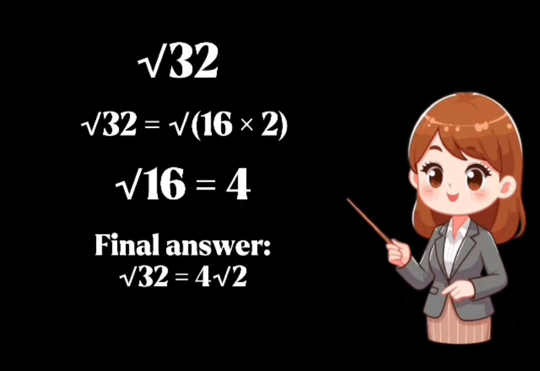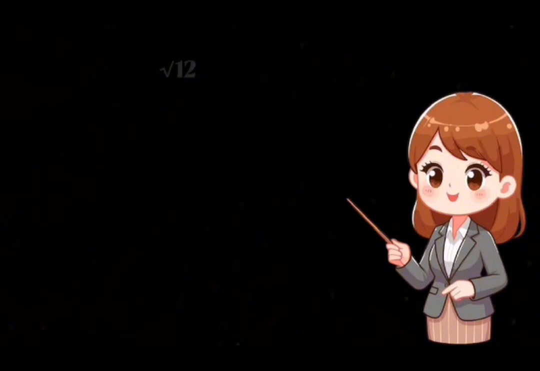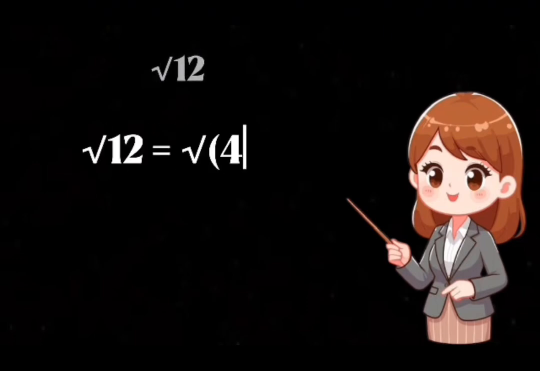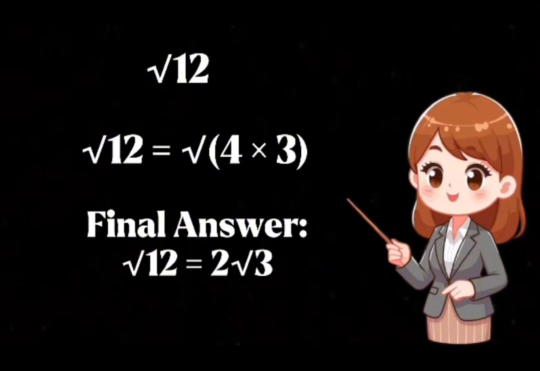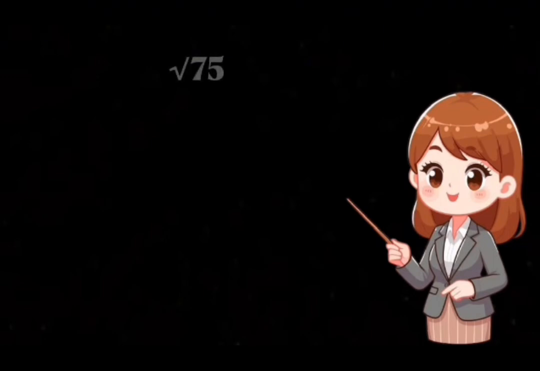Now, for square root of 12, a quick way to reduce it is to list its factors and look for a perfect square. The number 12 can be written as 4 times 3, and because square root of 4 is equal to 2, we can bring out the 2 and leave 3 inside the radical. This gives us the simplified form 2 square root of 3. Easy, right?